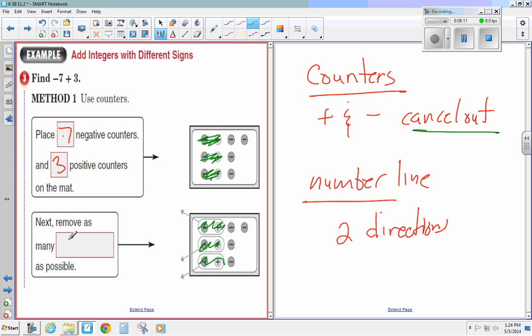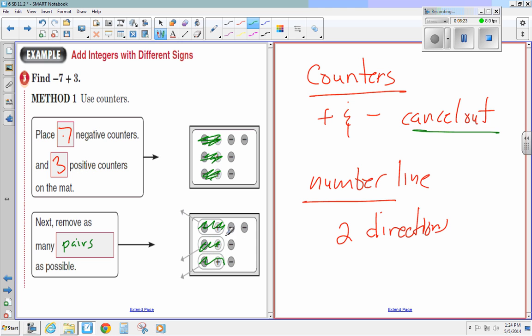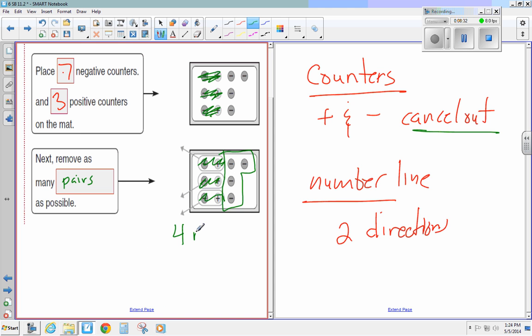And so next, remove as many pairs as possible. And what you're left over with is your answer. So now we have 1, 2, 3, 4 negative counters, which means my answer is -4.